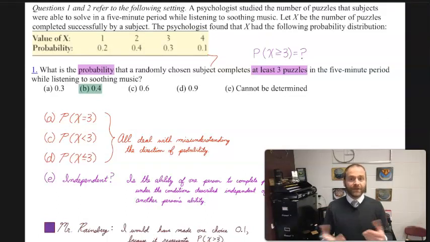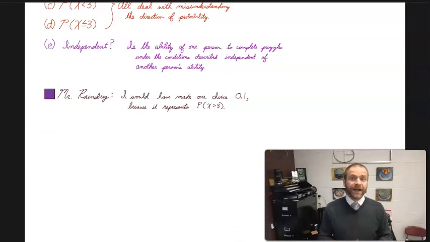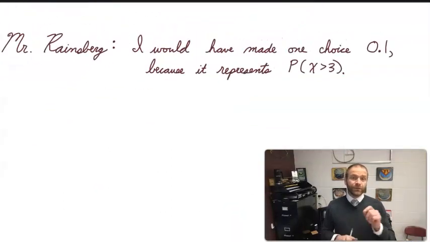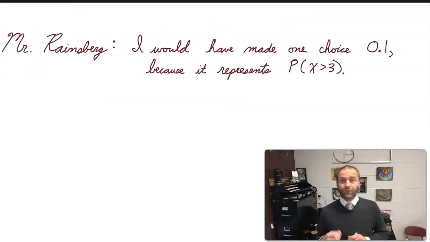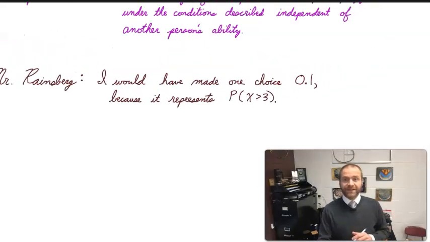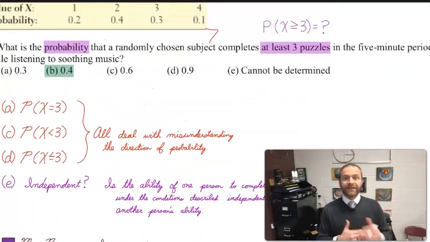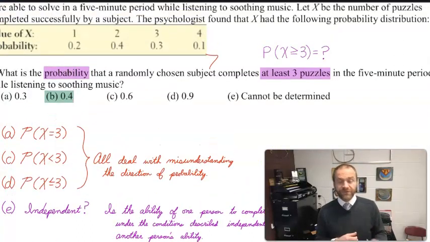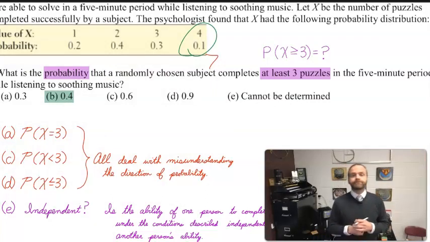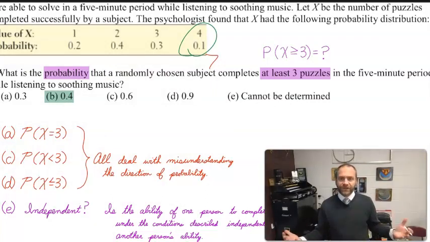Now, I'm going to give you a warning. I thought that was a little too easy. I'm going to tell you what I would have done. I would have made one of the choices 0.1, because in that case, it would be the probability of X being greater than 3. If we look at this, it does say at least 3 puzzles, so that does include 3. I would find a way to make it say more than 3 puzzles. Then it doesn't include 3, and I would have made one of the choices 0.1. That would have been a trickier one. So just a little heads up, that is one type of problem that they could ask.